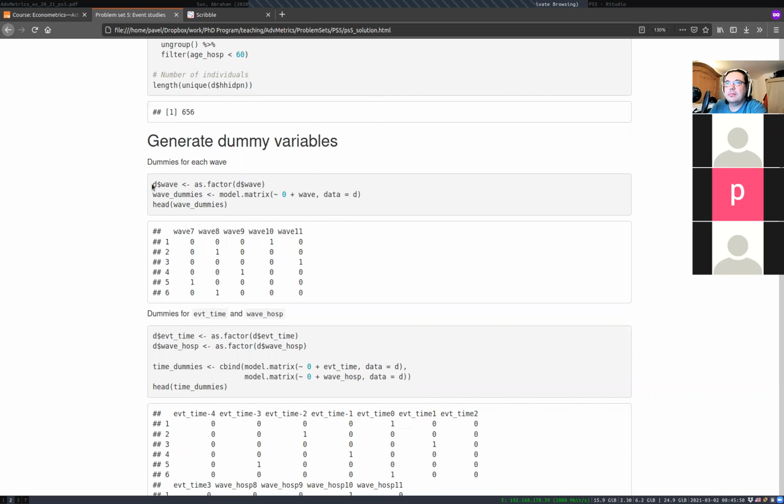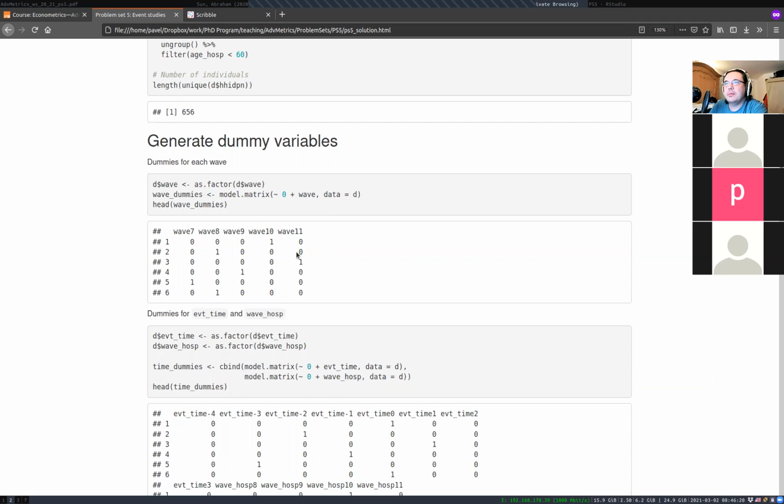Basically, if you want to generate a bunch of dummies in R, you turn a variable into a factor, and using the model matrix function, you can. What the model matrix function does is look at the formula you have, see wave as a factor, and I don't include the intercept. So it's going to generate dummies for each value of wave, in this case, wave 7 through 11.